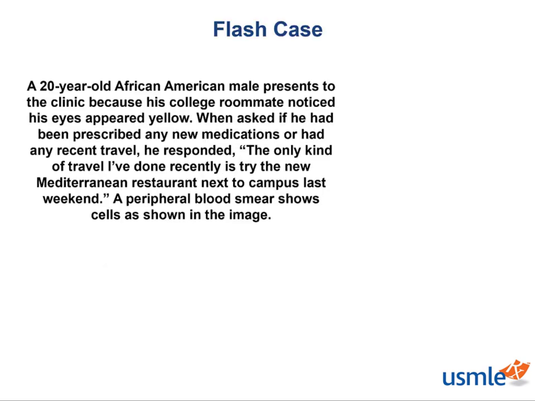To get a clinical perspective, let's look at a quick flash case. Let's say a 20-year-old African-American male presents to the clinic because his college roommate noticed his eyes appeared yellow. When asked if he had been prescribed any new medications or had any recent travel, he responded, "The only kind of travel I've done recently is try the new Mediterranean restaurant next to campus last weekend." Peripheral blood smear shows cells as shown in the image. Let's keep this in mind as we go through the lecture.